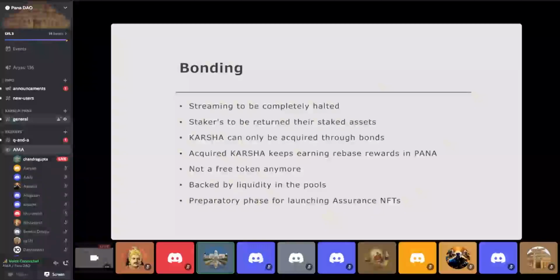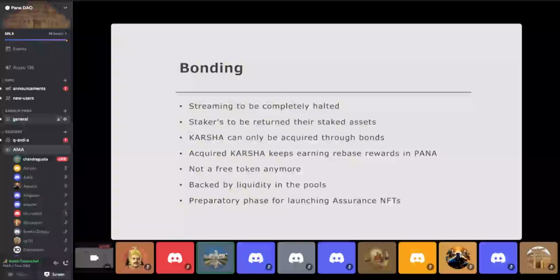Finally, we come to bonding, where streaming will be completely halted. There would be no more free token available. All the stakers into these staking pools would be returned their staked assets. At this point, the only way to acquire new token would be through bonding and acquiring Karsha through bonding. The acquired Karsha keeps earning rebase rewards, which would be in terms of Pana, and the token is going to be backed by the liquidity that is there in the liquidity pools.